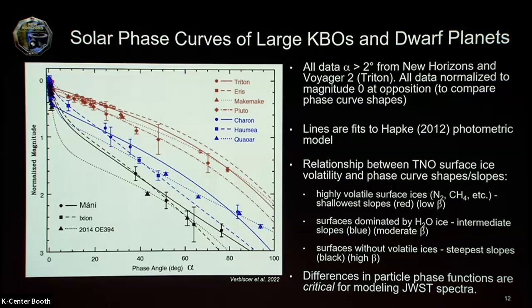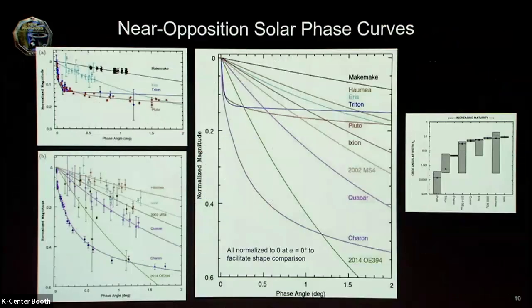The objects that have volatile surfaces are shown in red. The ones that have spectra dominated by water ice are in blue, and the ones without either of those things are shown in black and are much steeper. So the hypervolatile surfaces have much shallower phase curves.